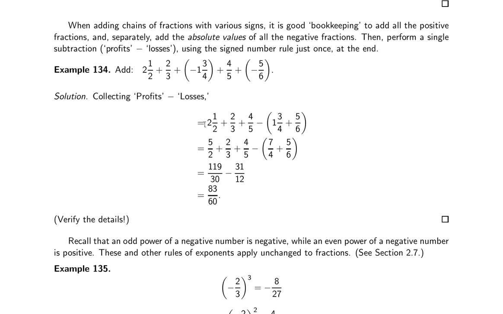Here the numbers are not too big, so we can convert everything to improper fractions. So 5 over 2 plus 2 over 3 plus 4 over 5, that's the positive piece. If you do this first, the LCD here is 30, so you want everything over 30. So multiply this with 15s, this with 10s, this with 6s, and you'll get 119 over 30.